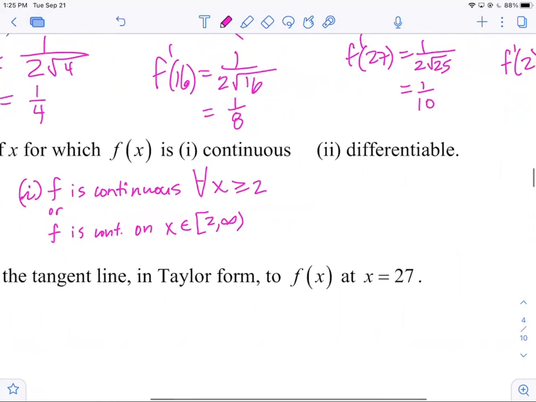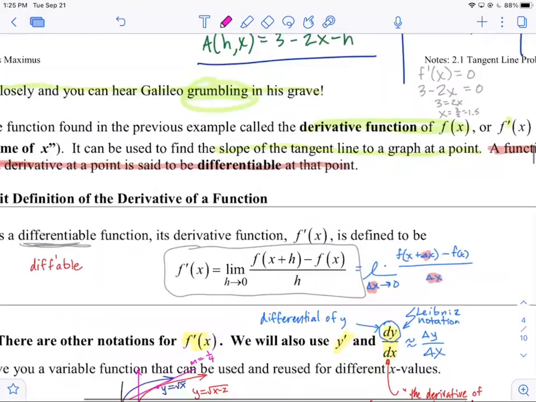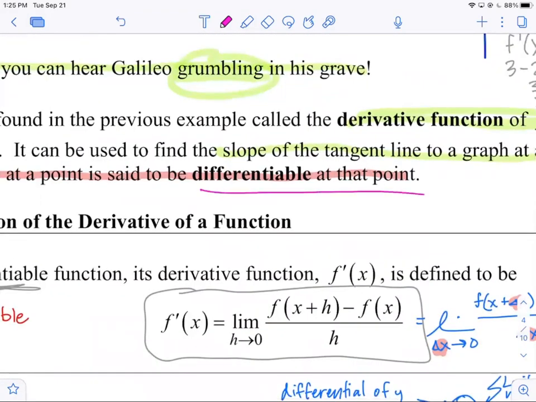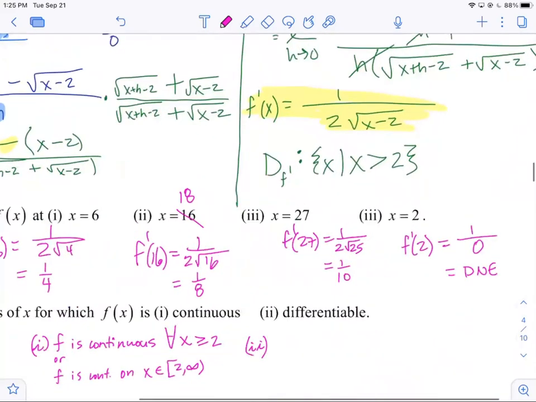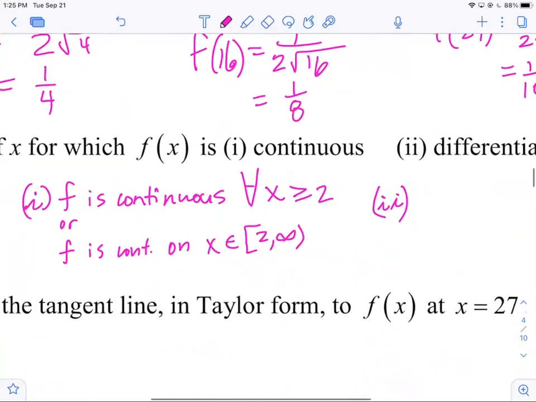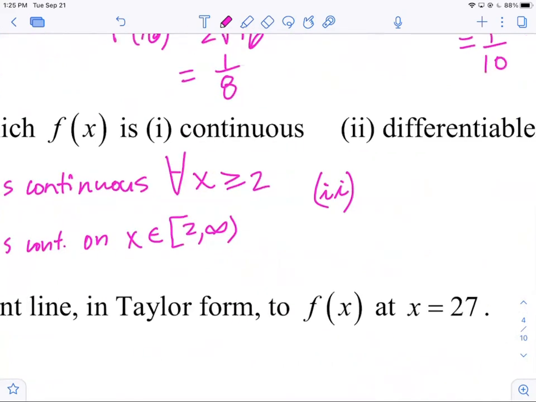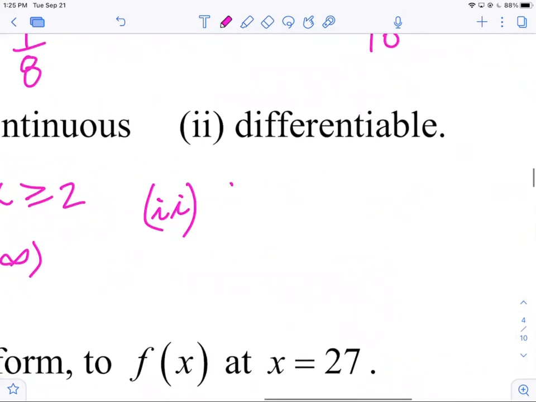Now, where is it differentiable? Is it the same interval? Remember, differentiable means the derivative exists. It's differentiable at a point if the derivative exists. Does the derivative, also known as the slope, exist at 2? No, it doesn't, okay? So for part II, you'll say F is differentiable, which again, I abbreviate diffable.